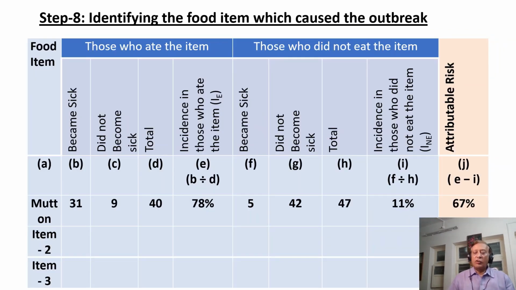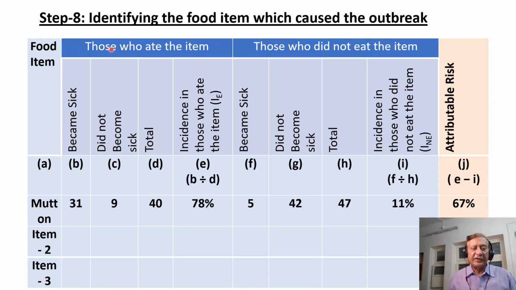So we now come to a very important step, that is step number 8, which involves identifying the food item which caused the outbreak. For this, the details recorded for each and every person in the data set, which was just shown to you in the previous screen, are now consolidated into a summary table which is being shown on the screen, and I'll just explain to you this table. This is a very, very important table. The first column lists out all the food items which have been investigated, like mutton curry and so on.